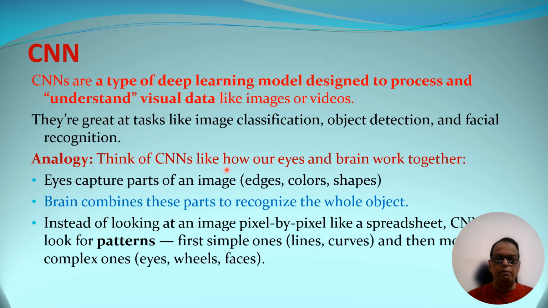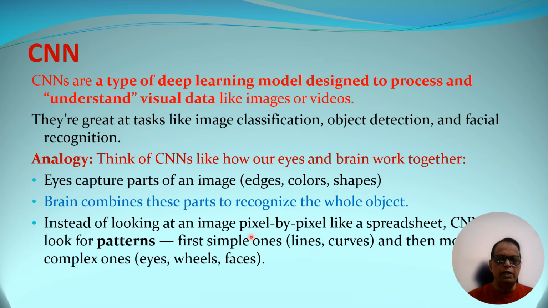So CNN, in order to understand how CNN works, basically what we need to do is to understand how our eyes and brain work together. Eyes actually capture the parts of the image, and the brain will combine these parts in order to recognize the object. The parts of the image such as edges, color, and shapes are captured by the eye, and then the brain will combine them together so that it can recognize the object.